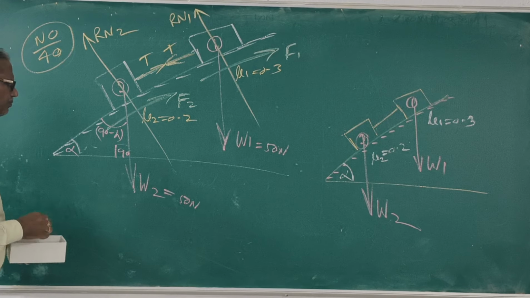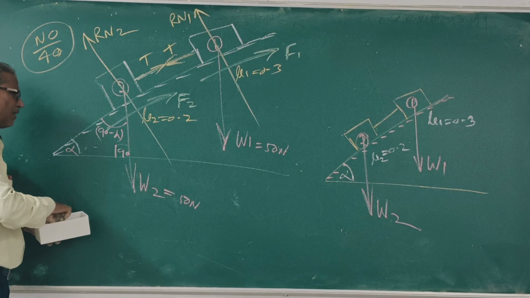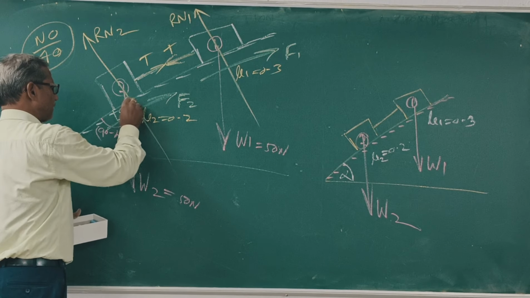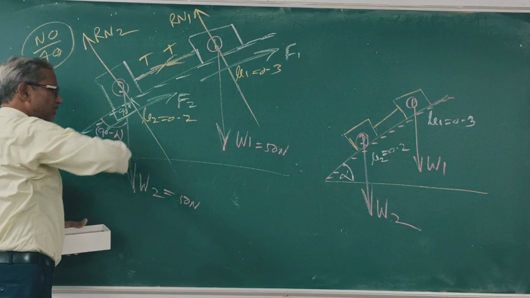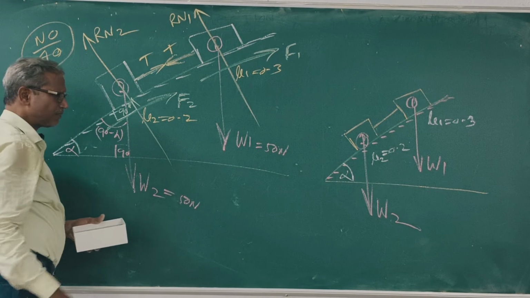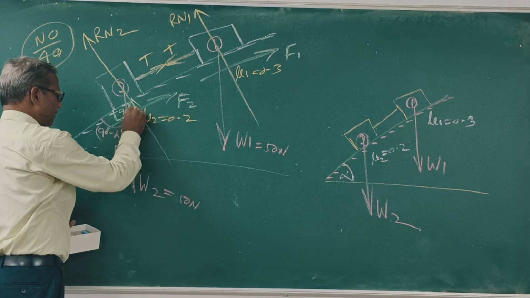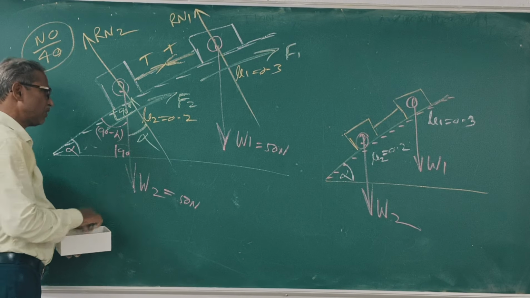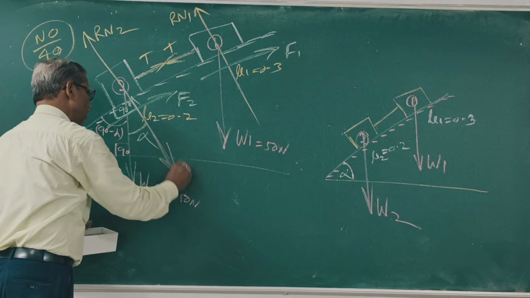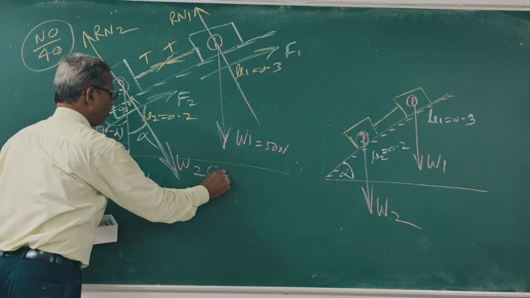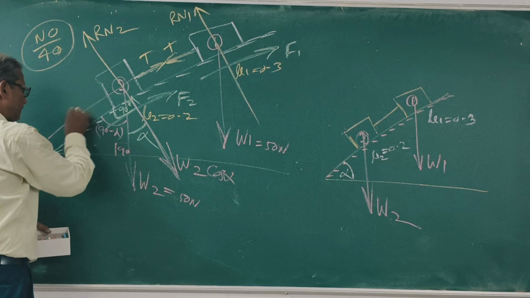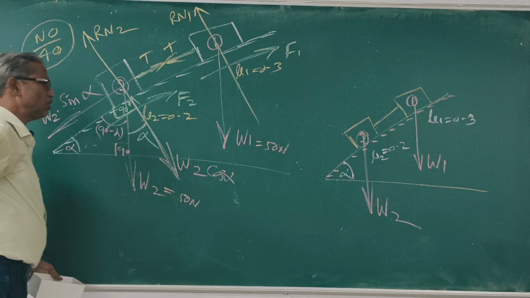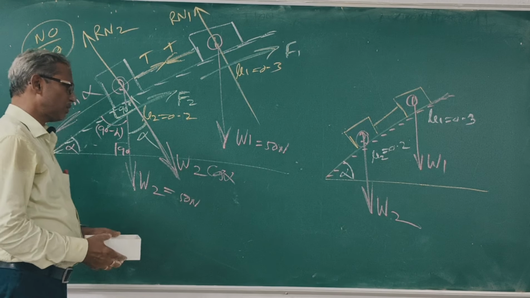So what is this angle? 90. Normal reaction. Normal, this is the x-axis, this is the y-axis. Clear? So this is 90 degrees, what is this angle? Alpha. So what is this force? W2 cos alpha. This is W2 sin alpha. This is F2, this is T.